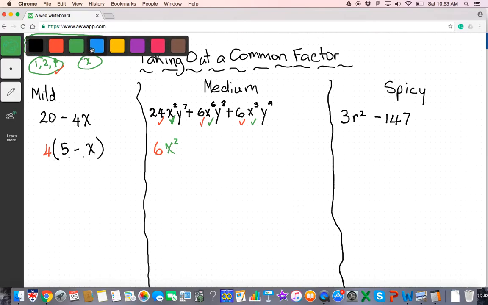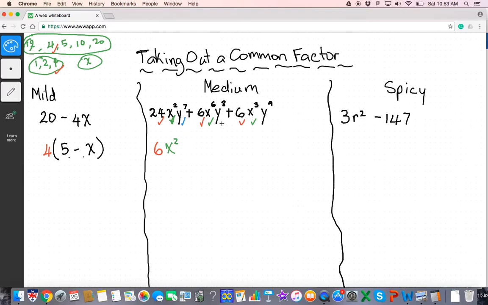Finally, we have some y's. So we're going to look at the y's. The greatest common factor between y to the 7th, y to the 8th, and y to the 9th is going to be y to the 7th.